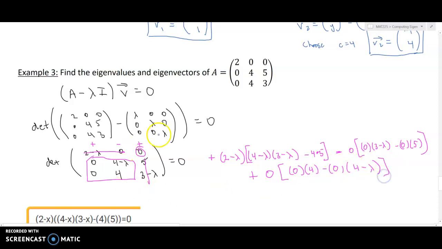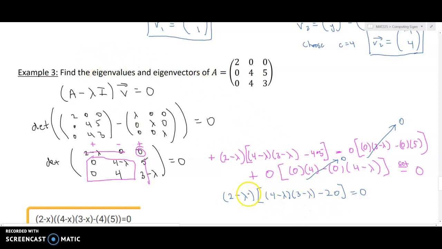Now that's the determinant of this whole matrix right here, and I want to set that equal to 0 and solve. So this term here is going to be 0, because that whole thing is being scaled by 0. You can imagine how messy this would get if we didn't have that. And then all I want to solve is 2 minus lambda times bracket 4 minus lambda, 3 minus lambda, minus 20. I want that equal to 0, and I want to solve for lambda.